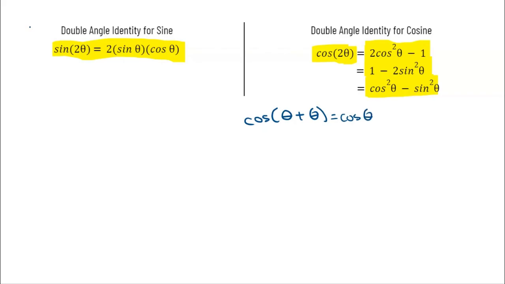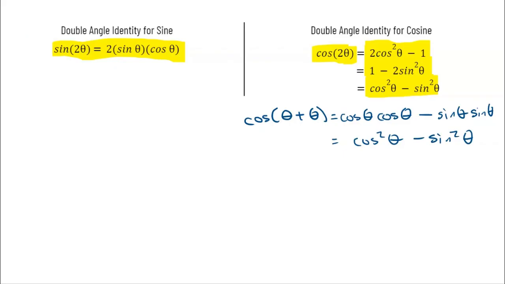Cosine of the first angle, cosine of the second angle, minus, remember it's a plus, use a minus sign for cosine, sine of the first angle, sine of the second angle. So pretty quickly you realize where we get that bottom formula from. Cosine theta times cosine theta is cosine squared theta, minus sine theta times sine theta is sine squared theta. Okay, but now check this out.